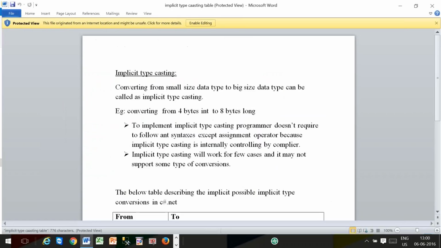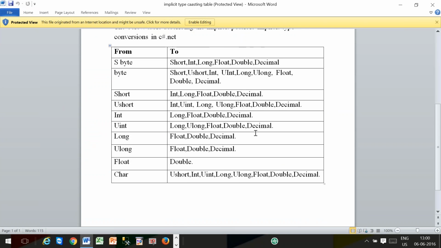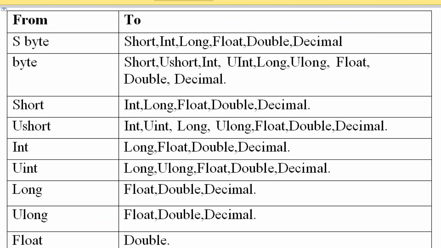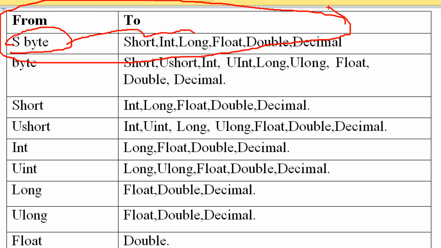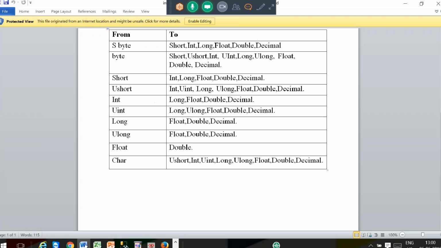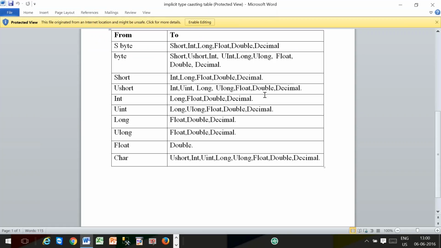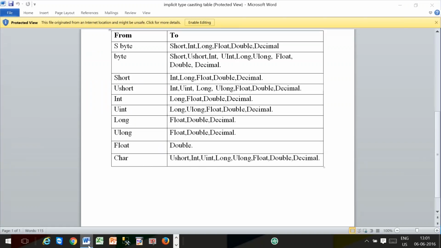Right. Now you observe the screen. You can observe from type to to type. From type means from which type to which type. SByte to short, int, long, float, double, decimal. We don't have any issue regarding this. You don't need to remember this, just for your knowledge I am giving this list, because you may ask, sir, I need a list, and that's the reason.